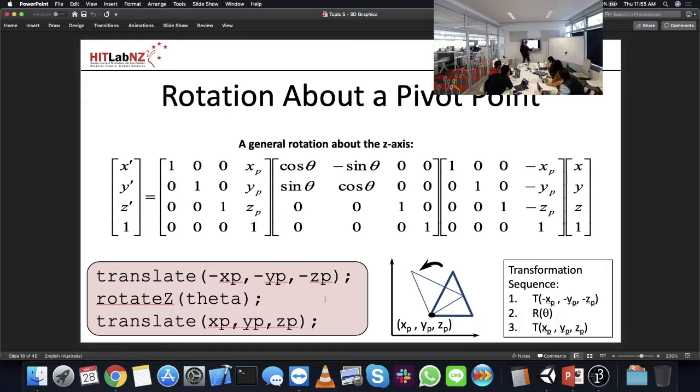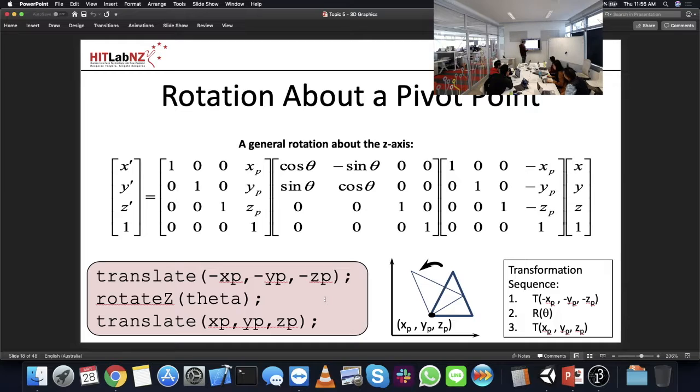So instead of this whole thing rotating around the origin, we've shifted the point, rotated it, and then shifted it back again. This transformation sequence, again, same thing: translate by negative xp, negative yp, negative zp, rotate around theta, and then translate by xp, yp, zp to put it back where it was. And if we write this out, this is the matrix math for it. Take our original points, translate by negative xp, negative yp, negative zp, do our rotation around z, and then translate by xp, yp, zp.